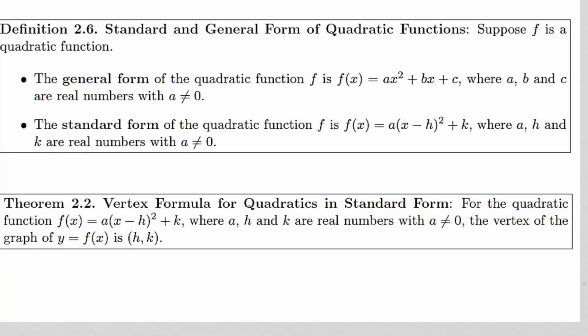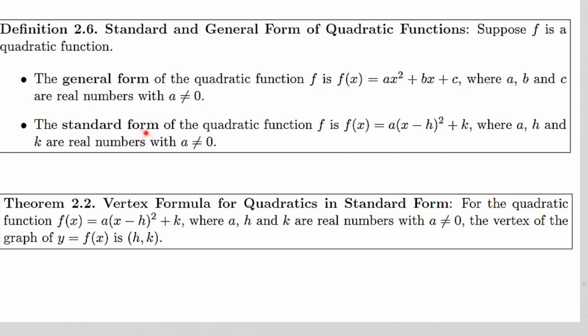Now let's talk about standard and general form of the quadratic function. The general form of a quadratic function is the one we just talked about, where it's written out like a polynomial, and your leading coefficient is never 0, meaning you're always going to have an x squared term. That's the general form when it's written like a polynomial.